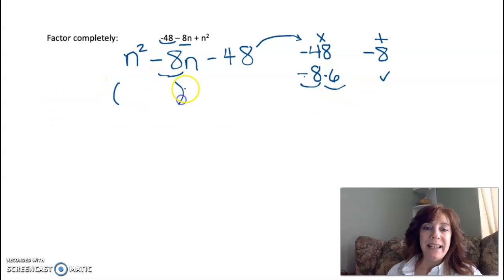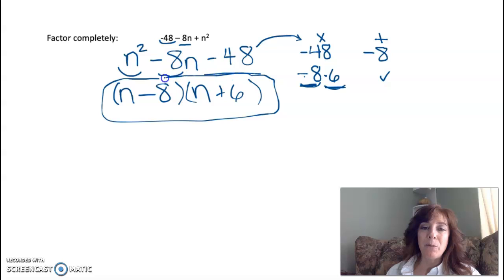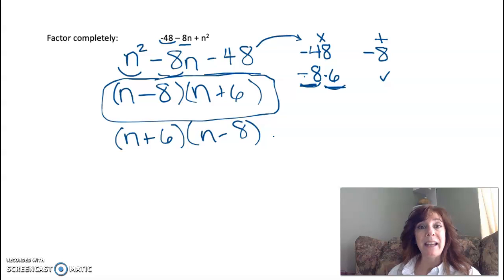I draw my parentheses so that I can write my binomials. The first term in each binomial is n, because the first term up here in the trinomial is n squared. I take the square root of that. The second number is going to be this minus 8 and this plus 6. I put minus 8 in one of these and plus 6 in the other. I have completely factored the trinomial into 2 binomials. It would have been fine if you had written n plus 6 first and n minus 8 second, because remember, when you multiply, they can go in either order.